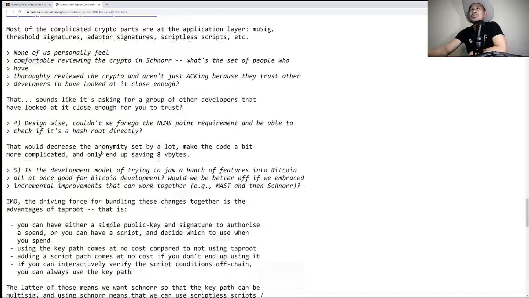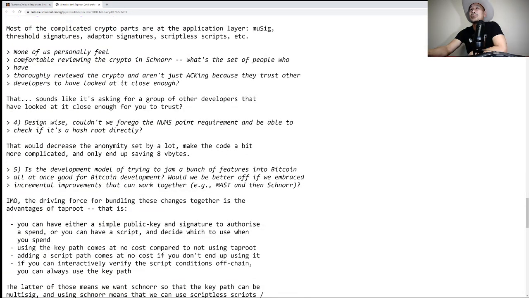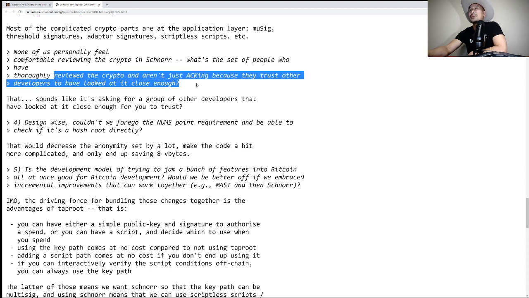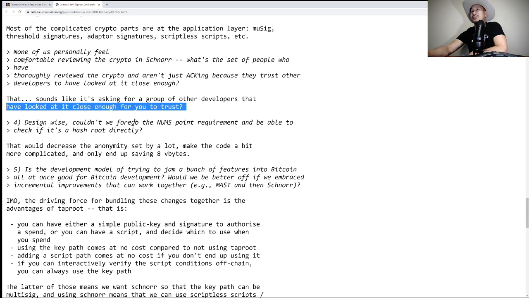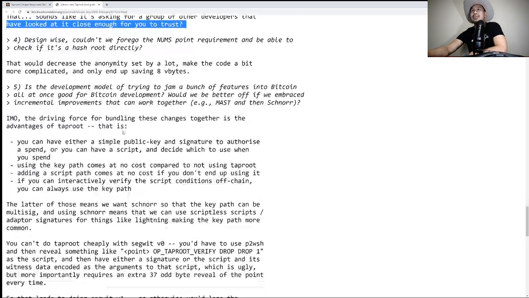None of us personally feel comfortable reviewing the crypto in Schnorr. What's the set of people who have thoroughly reviewed the crypto and aren't just acting because they trust other developers to have looked at it close enough? That sounds like it's asking for a group of other developers that have looked at it close enough for you to trust. That's actually what it is asking for, but a lot of them have.